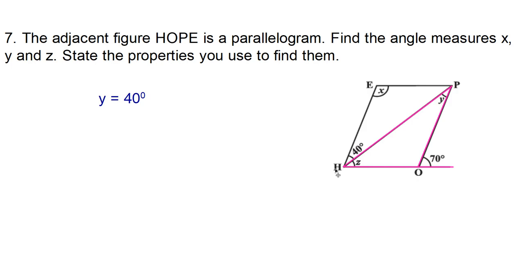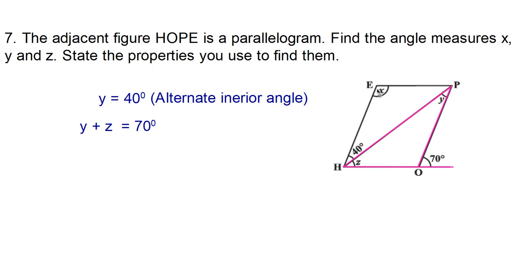Here you consider the triangle HOP. You can find 70 is the exterior angle. So this will be equal to z plus y. Therefore, you can write y plus z is equal to 70 degrees. y you know is 40 degrees. From this you can find out z.